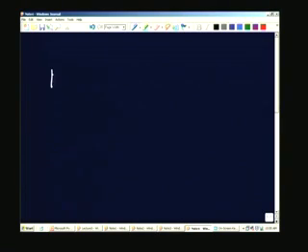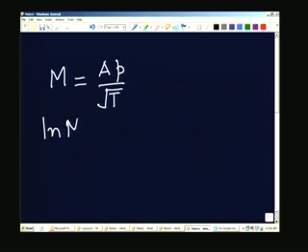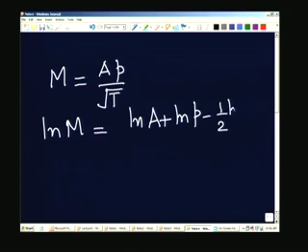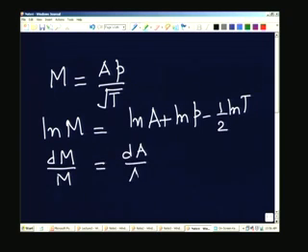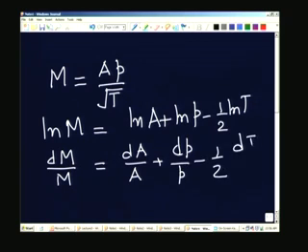So, we have in this case m equal to A P by root t. I take the logarithm of m: ln m equals ln A plus ln P minus half ln t. Very simple, straightforward, and therefore, if I differentiate now, it gives dm by m equal to dA by A plus dP by P minus half dt by t.